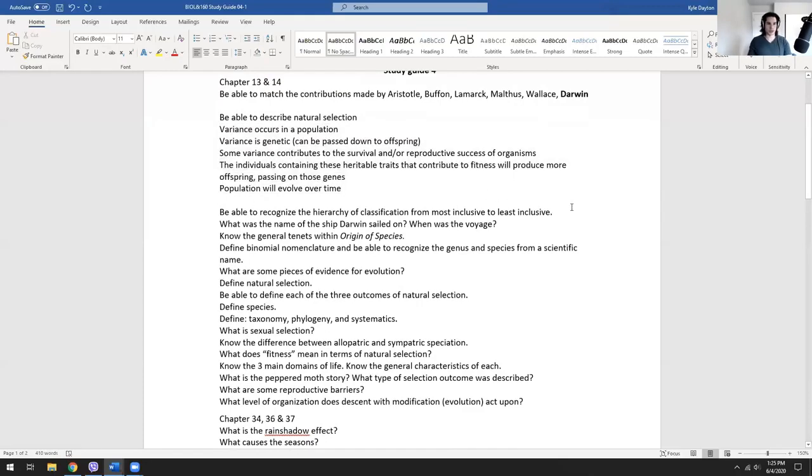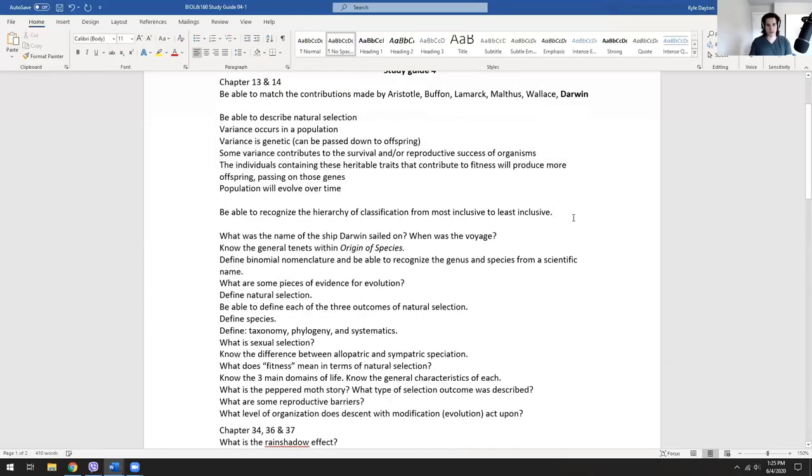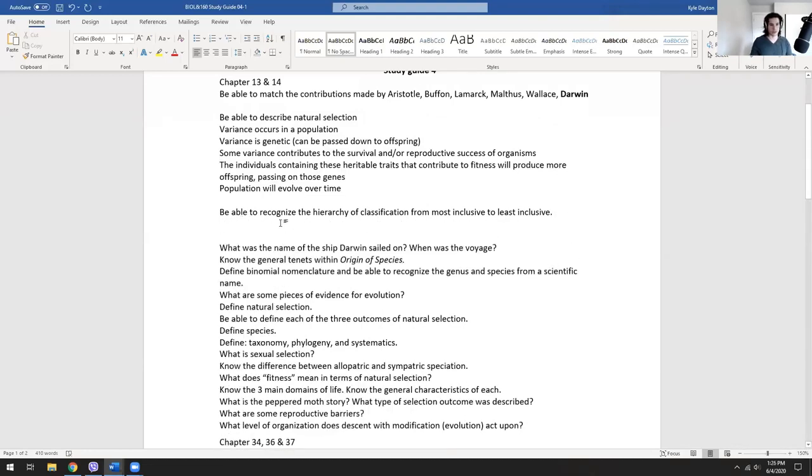Okay, be able to recognize the hierarchy of classification from most inclusive to least inclusive. Let's just start with population. Did I say from most inclusive to least inclusive? Oh, tricky. So most inclusive is everything, biosphere.